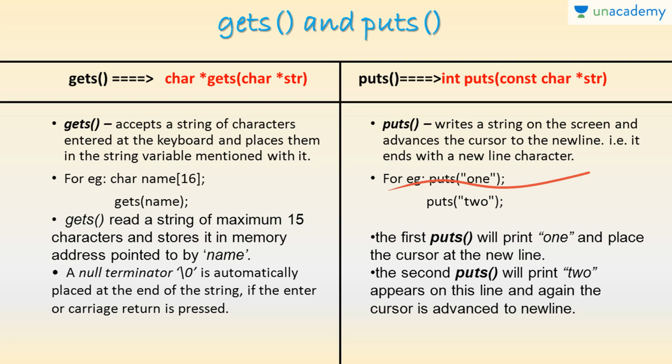See an example, puts("1"), puts("2"). What happens is first puts will print 1 and place the cursor on the next line. The second puts will print 2 and again the cursor is placed on the new line. This keeps continuing. So this is what happens in puts.